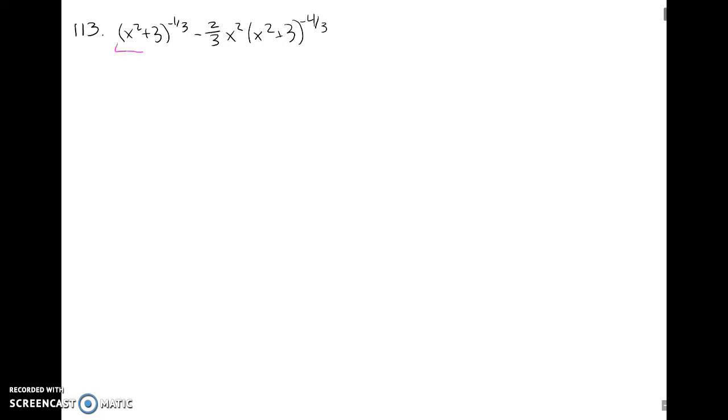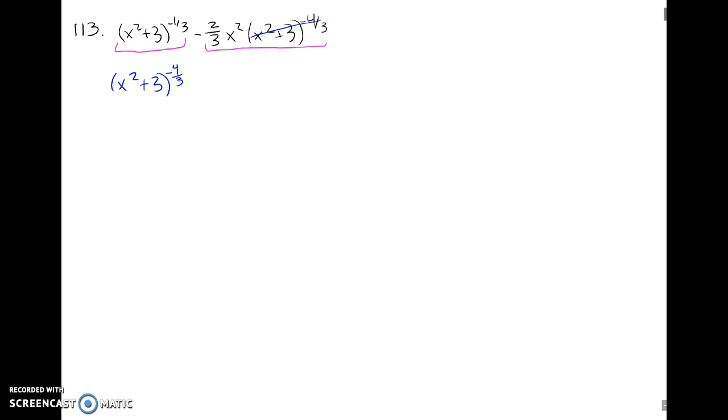Okay, so we have two terms right here, not much in that first term, so we don't have a whole lot to take out, but we're looking for common factors on this one. So common factor x squared plus 3, you have to the negative 1/3 and to the negative 4/3. You want to take out the smallest exponent, so negative 4/3. So we're going to take out x squared plus 3 to the negative 4/3.